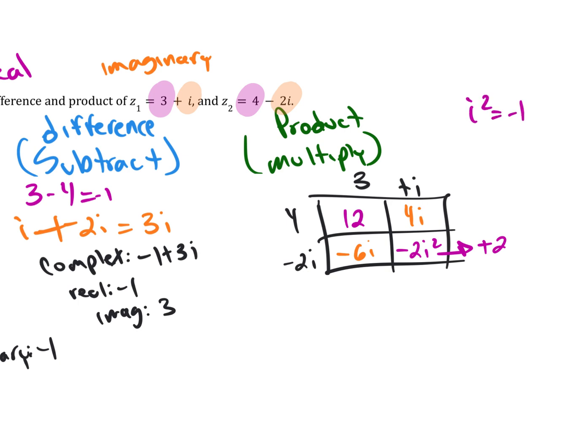And then we line them up, or we combine like terms. 12 with 2 is 14. For my complex, -6 and 4 is -2i. So there's my answer.